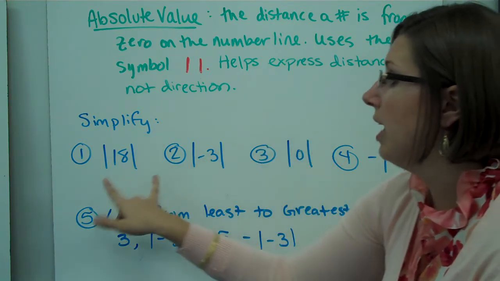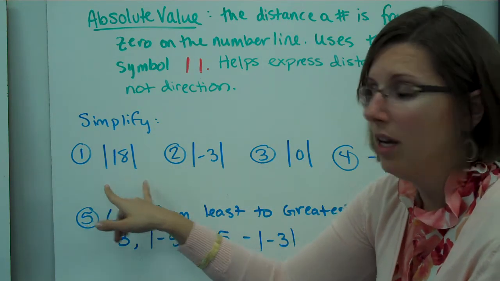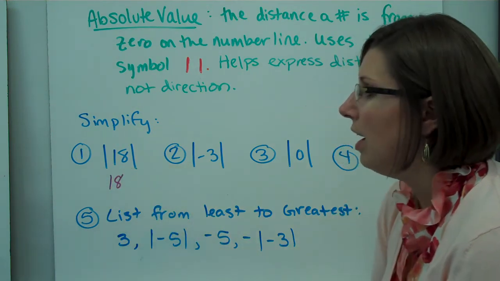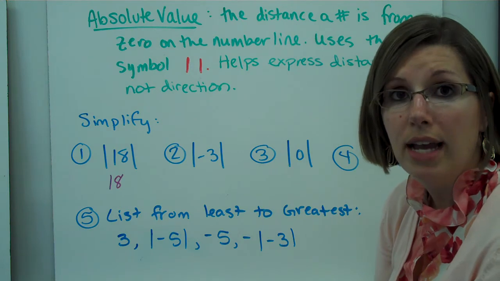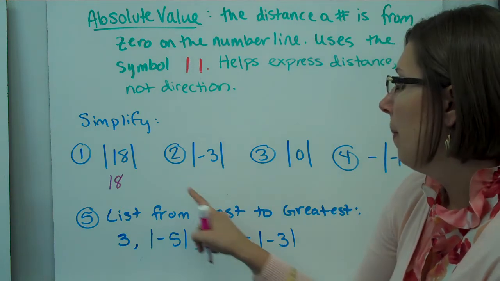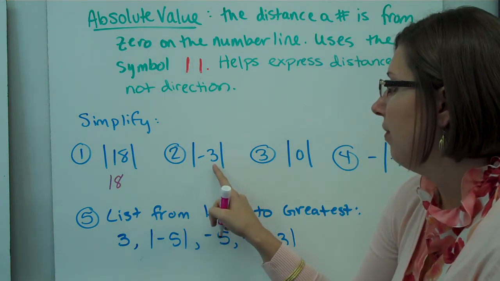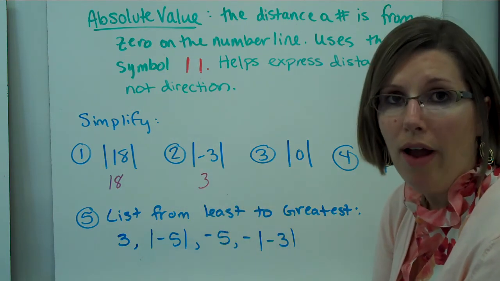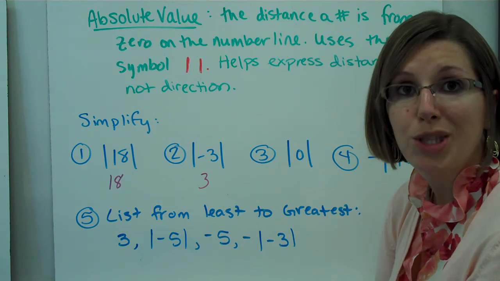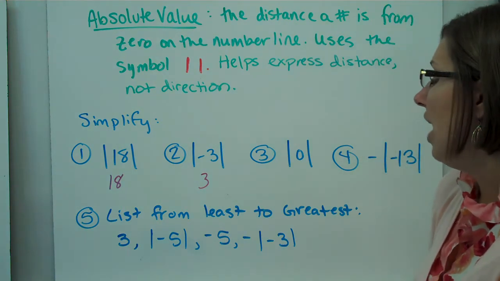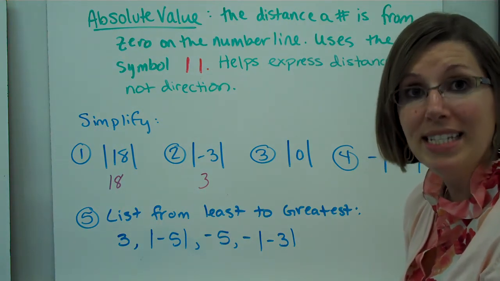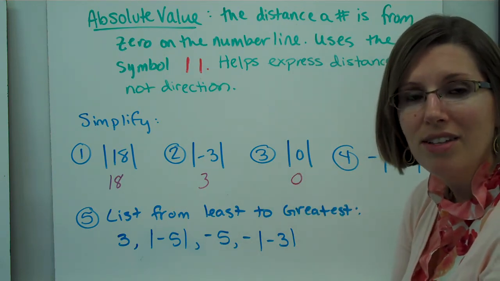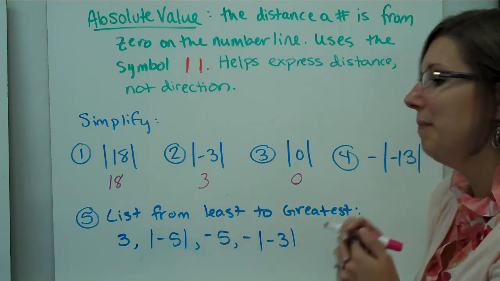I would say, what's the absolute value of 18? Well, 18 is 18 spaces away from 0 on the number line, so the absolute value of 18 is 18. Number 2, the absolute value of negative 3. Negative 3 is 3 spaces from 0 on the number line, so the absolute value of negative 3 is 3. The absolute value of 0. 0 is 0 places from 0 on the number line, so the absolute value of 0 is 0.